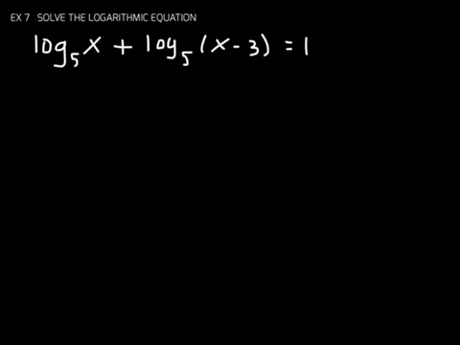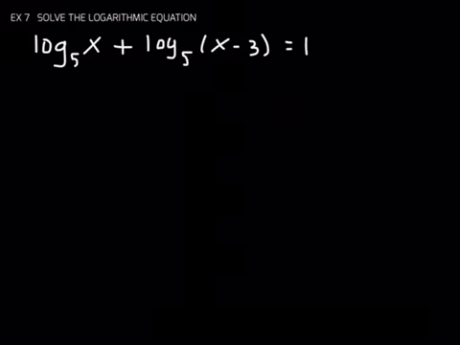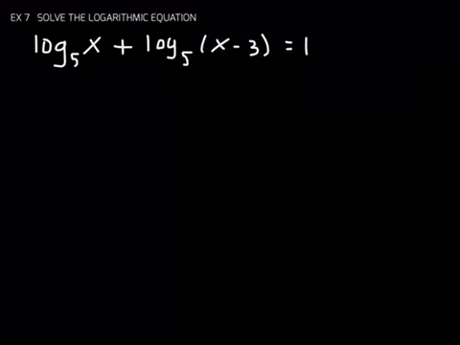Cool. Okay, guys, example 7. This is, just FYI, our last log equation that we'll solve, and then we'll look at an application or two. All right? So here we go. Log base 5 of x plus log base 5 of x minus 3 is equal to 1.